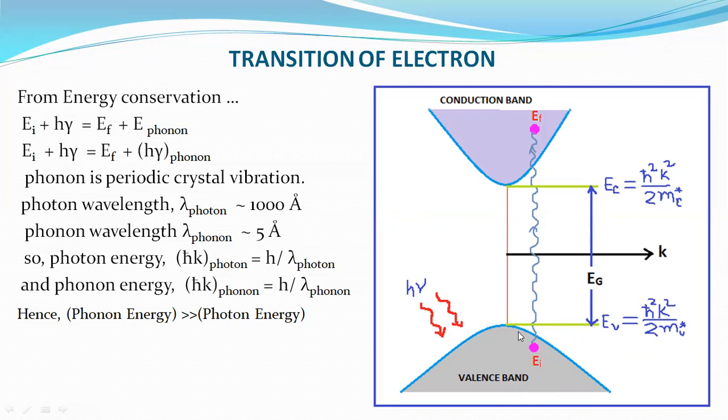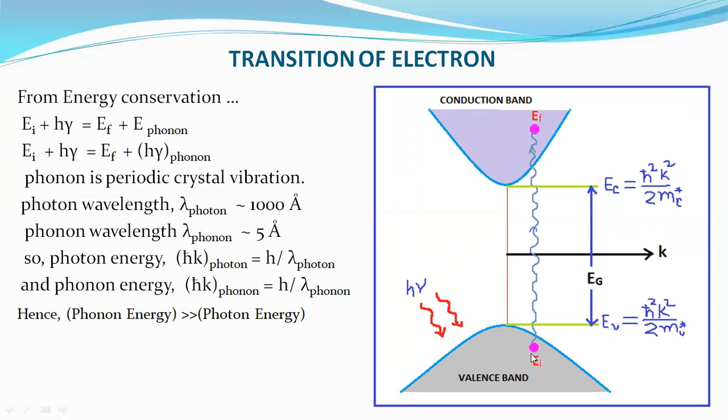Then from EV, if the photon energy is sufficient, it will overcome the energy gap EG and go to some final destination EF, some higher energy level than the conduction band minima. Then within 10 to the power minus 15 to 10 to the power minus 12 seconds, that means very quickly, it will lose the energy and come to the conduction band minima. This is a different thing.